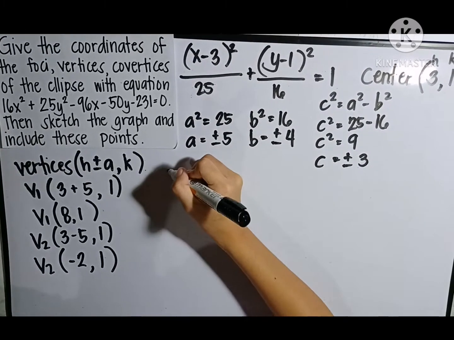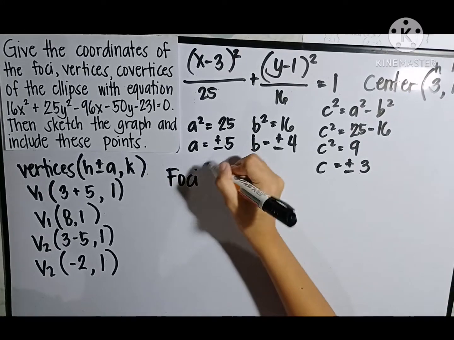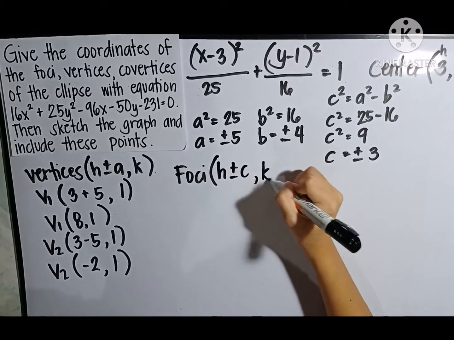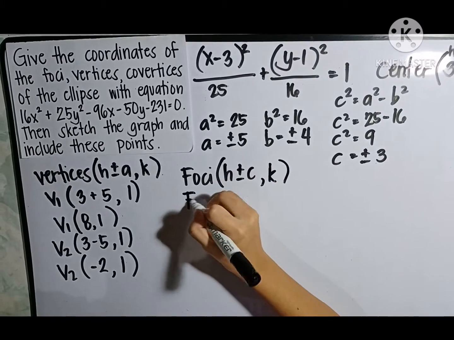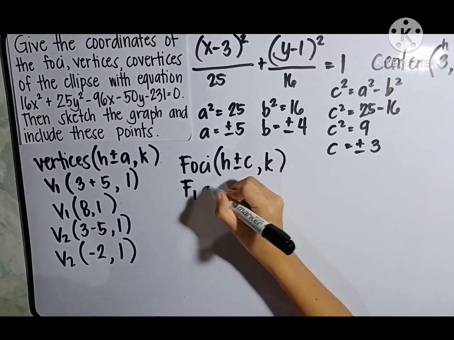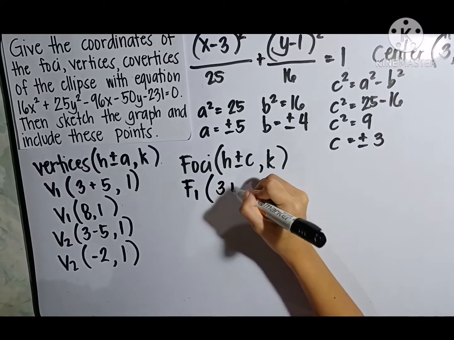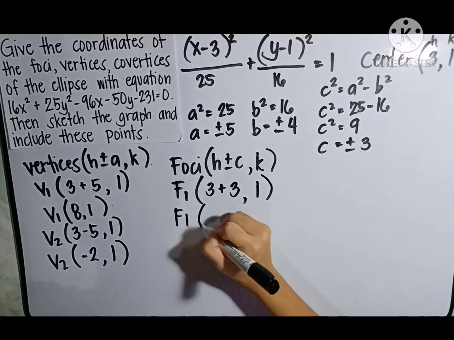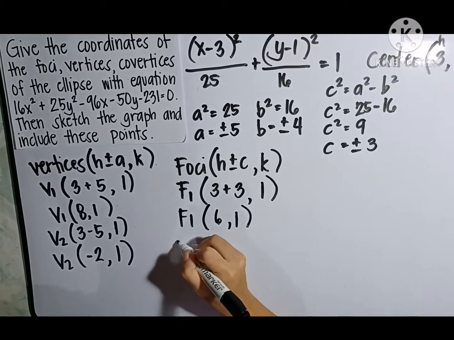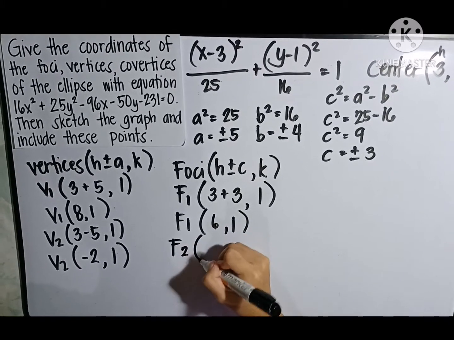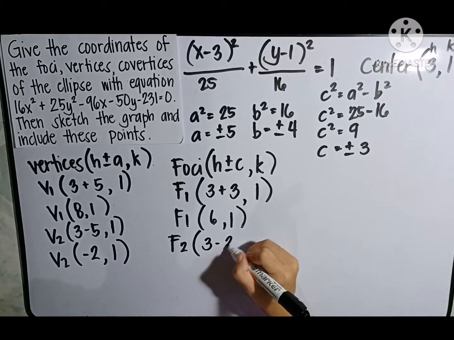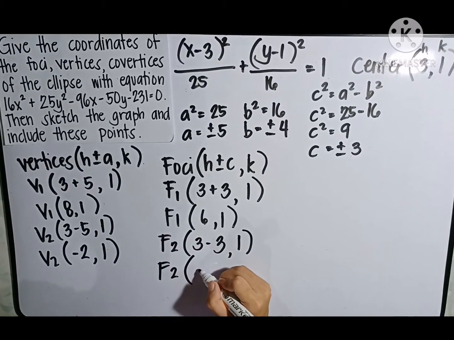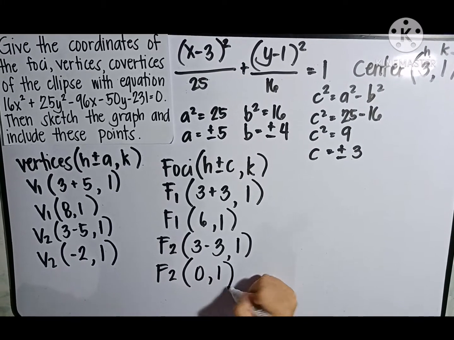Now, for our foci, which is equal to h plus or minus c, k. Our focus 1, 3 plus 3, 1, which is 6, 1. Our focus 2, or the second focus, 3 minus 3, 1. Focus 2 will be 0, 1.